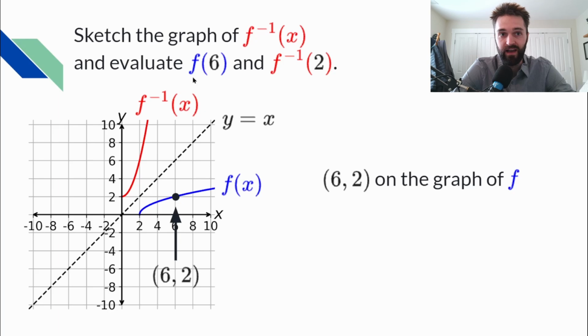And when we evaluate f of 6, what we can do is just look at the graph and notice that the point 6, 2 is on the graph of f. So that means if I plug 6 into the function f, it spits out 2, which is the answer to the question that we were looking for. So f of 6 is equal to 2. So that's my first answer.